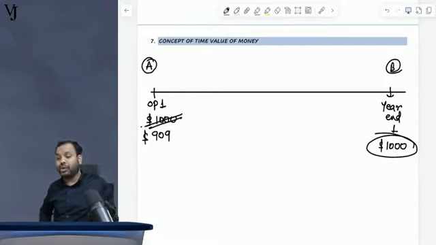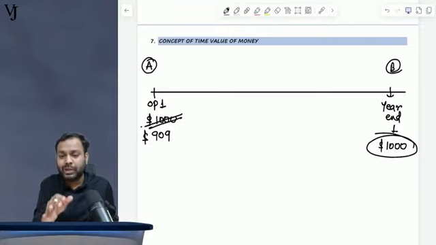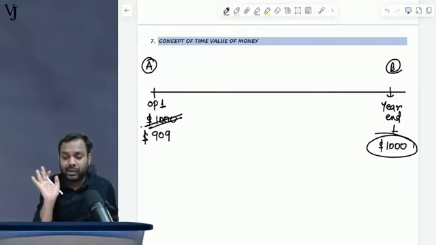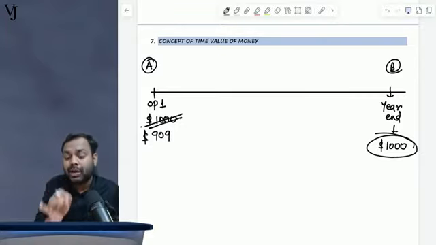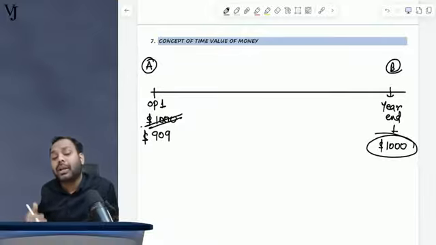Now tell me which one do you want? A or B? Assuming that you can earn only 10% from the market. Tell me. Now tell me which one do you want? A or B? Yamini, why are you telling B?